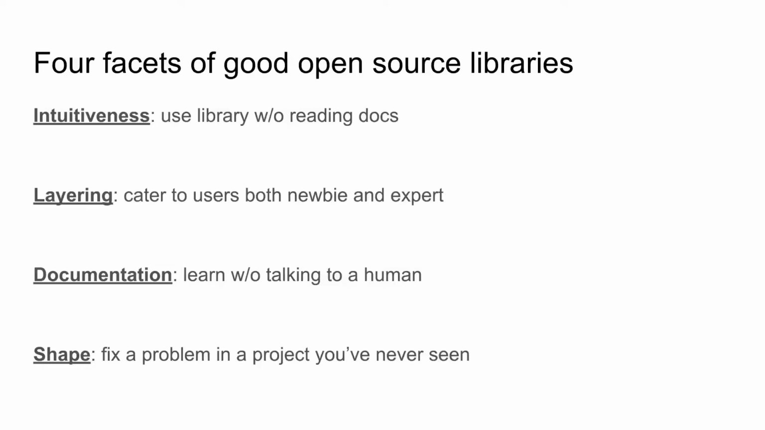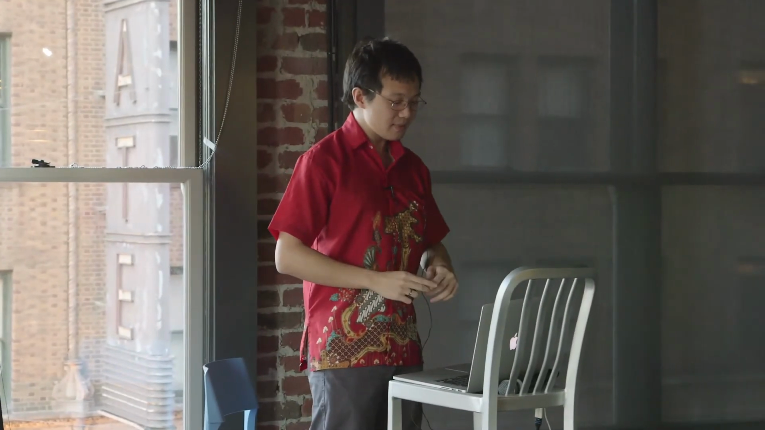So the 4 facets I'm going to talk about are intuitiveness, which is how you get someone to use your library without reading docs, or to use your library with reading docs as little as possible. Layering, which is what lets you cater to both newbies and experts. Documentation, which is what lets people learn about your library without ever talking to you or seeing your face. And considering the shape of your library, which is how you can make it fit into other people's projects, despite you not knowing what their project is or who this person is. All of these are things that people talk about in very hand-wavy, high-level terms, but I'll try to cover it in a lot more detail to see how we can actually reach these goals.